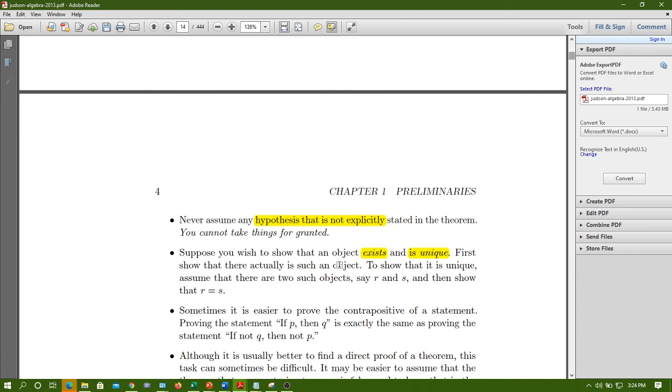How to show that something really exists and it is really unique? To show that it actually exists, you first show that there actually is such an object. Prove that there is such an object. And to show that it is unique, you need to assume that there are two such objects, say R and S, and then show that R is equal to S.